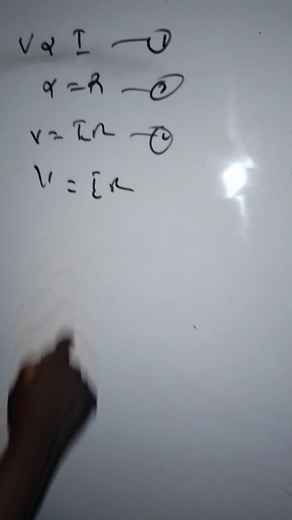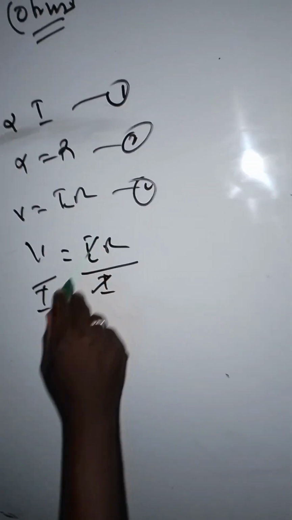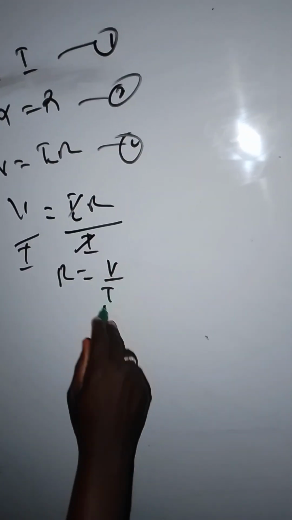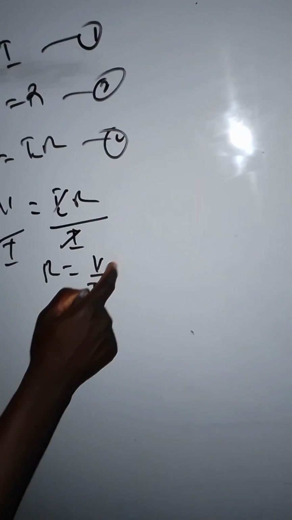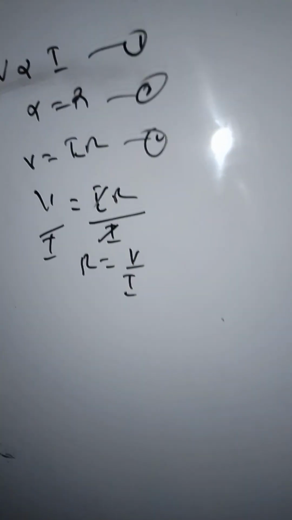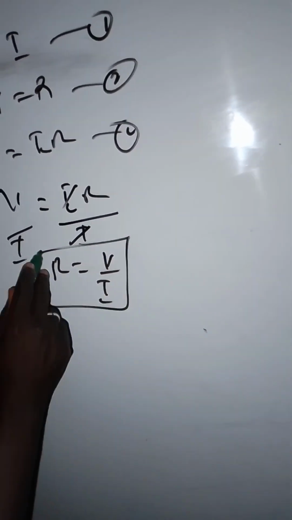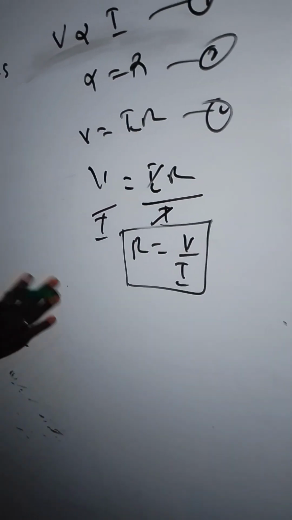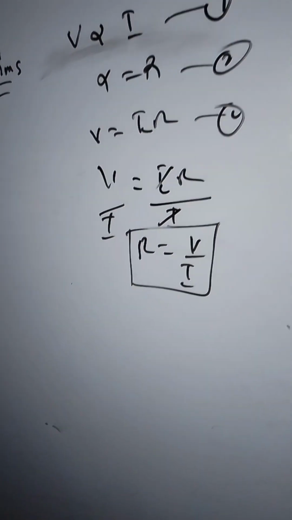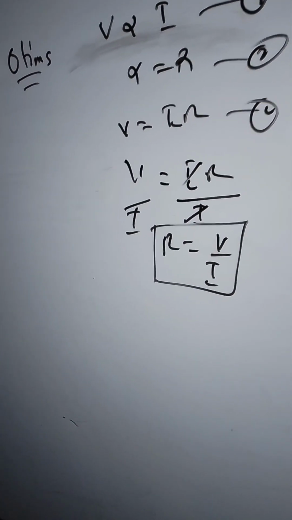If you are asked to make resistance the subject of the formula, divide by what? Divide by I, and I cancels I. R equals V over I, where potential difference is divided by the current, as the case may be. Also, resistors are usually affected by temperature. They can also be affected by the length of the wire.